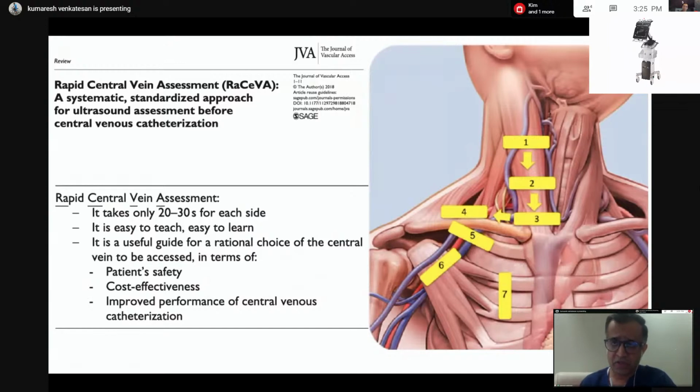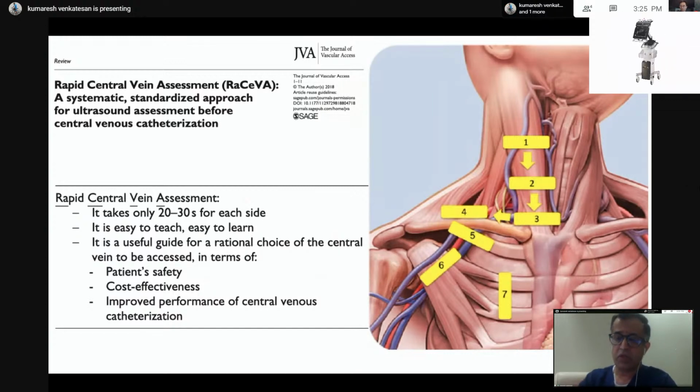Another concept which has now come up is, for every patient, before you identify and pinpoint which vessel you're going to go for, do this rapid central vein assessment, which takes about a minute to perform. It needs to be performed on both sides. It is very useful in both elective and emergency settings.